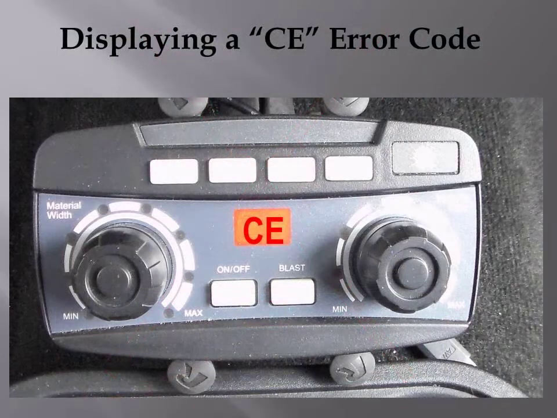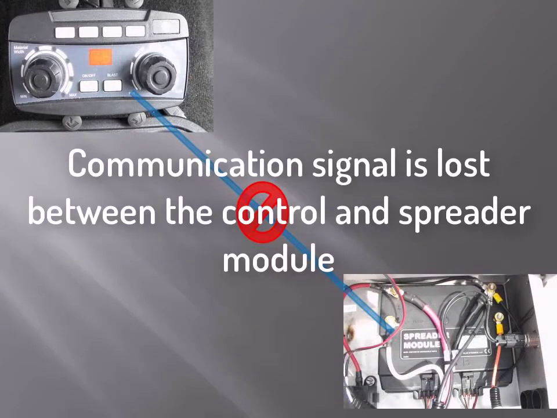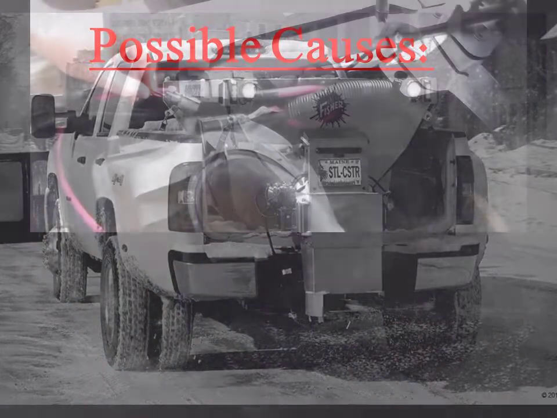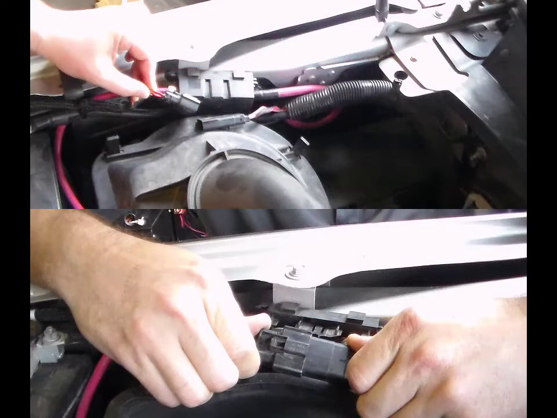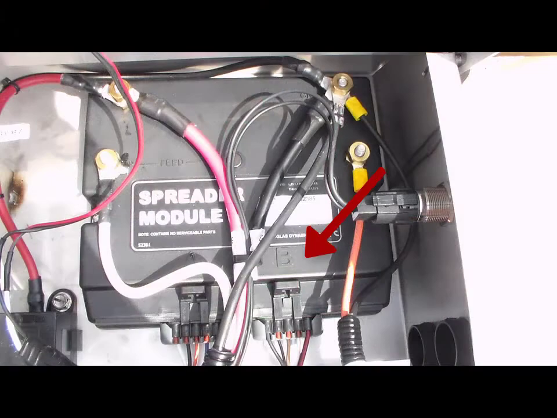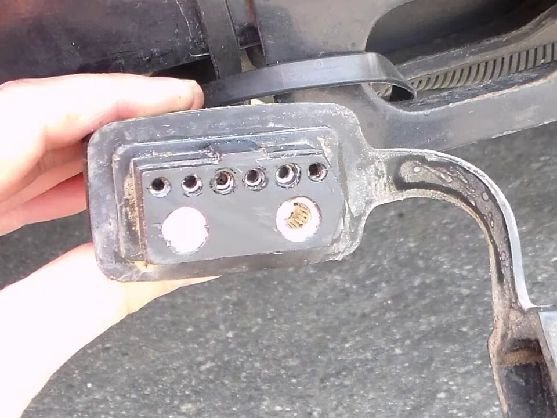The CE code indicates a communication error. This code is present when the communication signal is lost between the cab control and the spreader module. Some possible causes are a loose connection or a loss of power at the module. Confirm that the spreader and control harnesses are properly connected to the vehicle harness. Check power to the spreader module, all connections, fuses, and power studs. Ensure that port B is plugged in. Check that all connections are clean and free of corrosion.